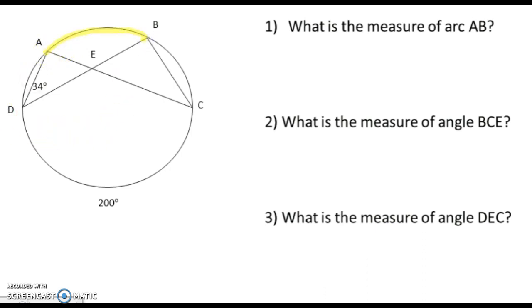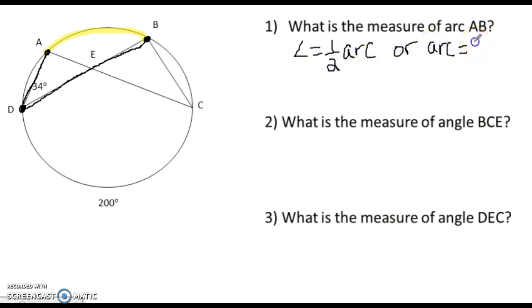And then I'm just going to look at my picture and try to use what I know. The only thing I'm given so far is that angle D, that angle ADB, is 34 degrees. But I can actually use that to find my arc because the vertex of this angle is on the circle. So it would be angle equals half the arc. Or you could also say the arc equals the angle times 2. So if this arc has to be twice as big as the angle, you could just multiply 34 times 2, and that arc AB is going to be 68.